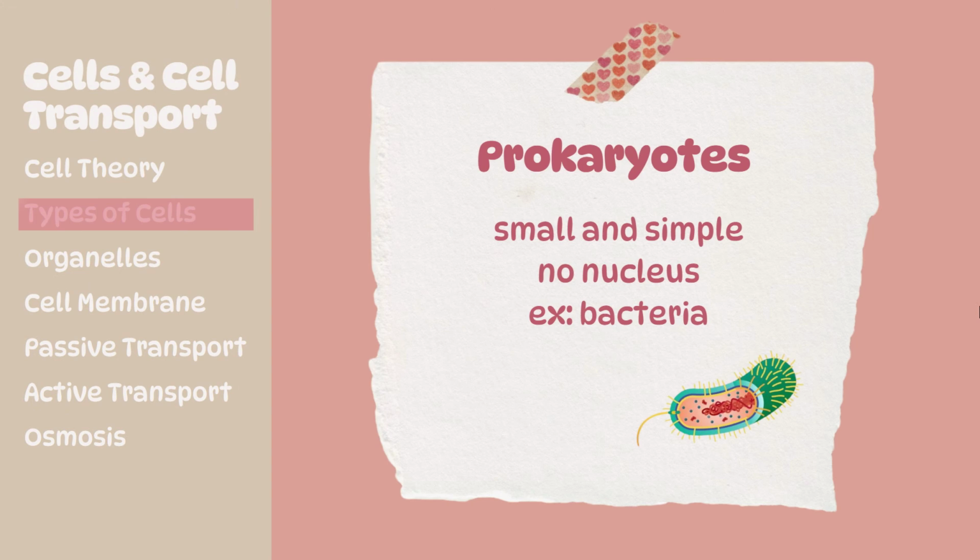You can see it is simple, doesn't have a lot of special fancy organelles on the inside of it. It can sometimes have cilia on the outside or a flagella, which is the tail-like structure you see on the back, which is used for movement.